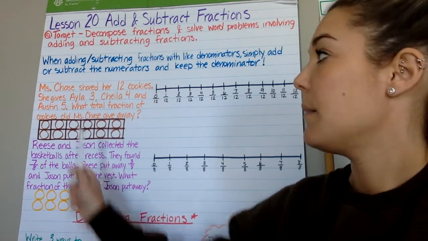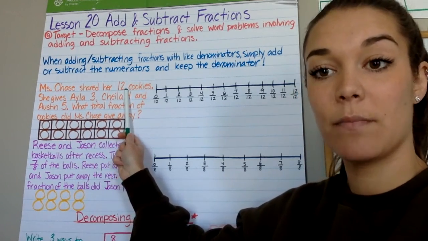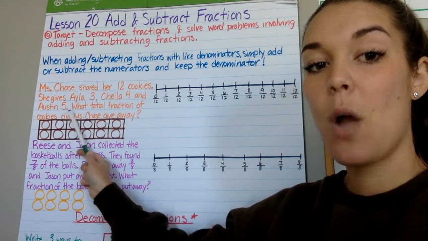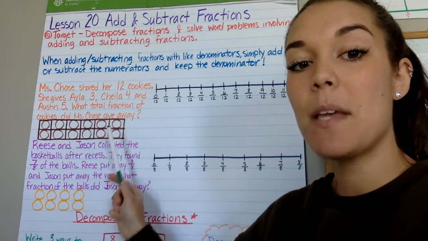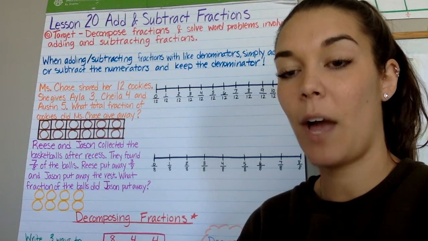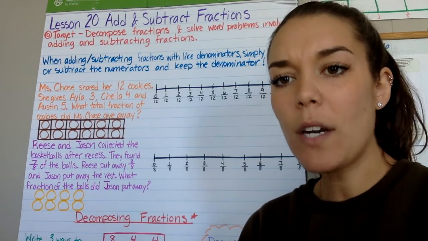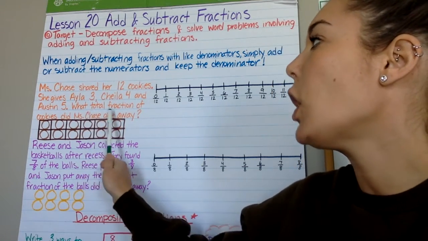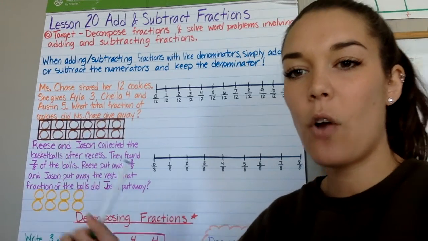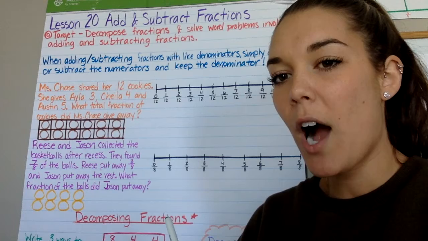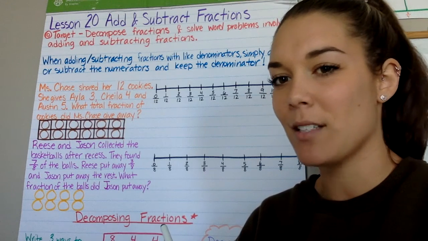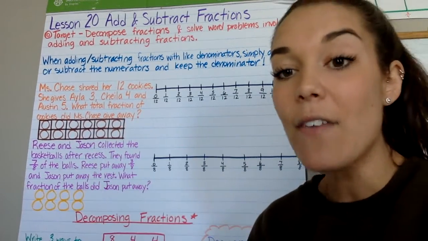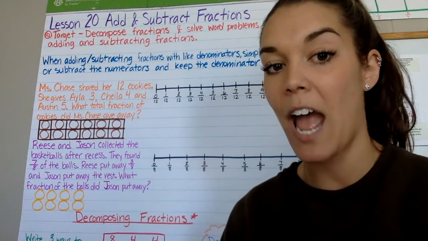So the first example says, Miss Chase shared her 12 cookies. She gives Ayla 3, Shayla 4, and Austin 5. What total fraction of cookies did Miss Chase give away? Okay, so first of all, I need to think about what this word problem is asking me to solve. It's asking for the total fraction of cookies. So if I'm thinking total, I'm probably going to be adding, not subtracting, right? Because I know Ayla had 3, Shayla had 4, Austin had 5, and I need to find the total. So I'm going to add those.